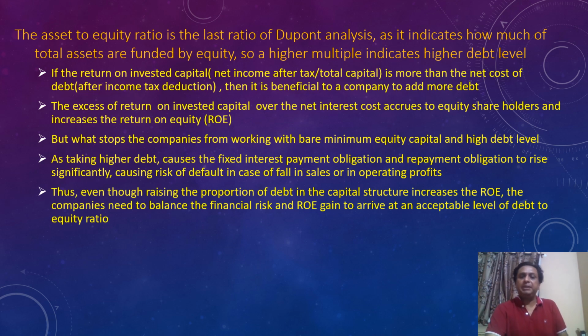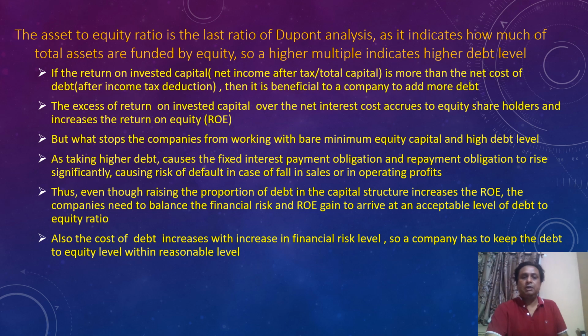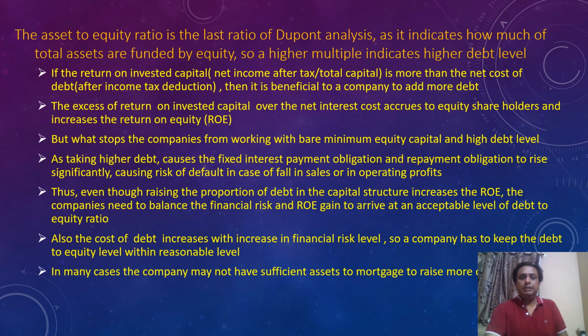Thus, even though raising the proportion of debt in the capital structure increases the return on equity, the companies need to balance the financial risk and return on equity gain to arrive at an acceptable level of debt to equity ratio. Also, the cost of debt increases with increase in financial risk level. So a company has to keep the debt to equity level within reasonable level. In many cases, the company may not have sufficient assets to mortgage to raise more debt.